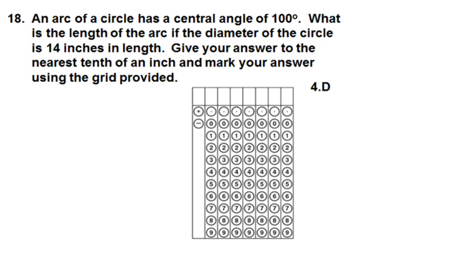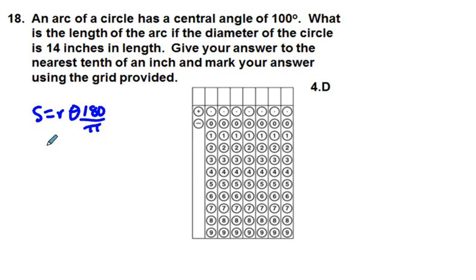Next, 18. The arc of a circle has a central angle of 100 degrees. What is the length of the arc if the diameter of the circle is 14 inches in length? So basically what we have here is S equals r theta. And we're in degrees, so we have to convert by multiplying by 180 over pi. That gives us the length of the arc.